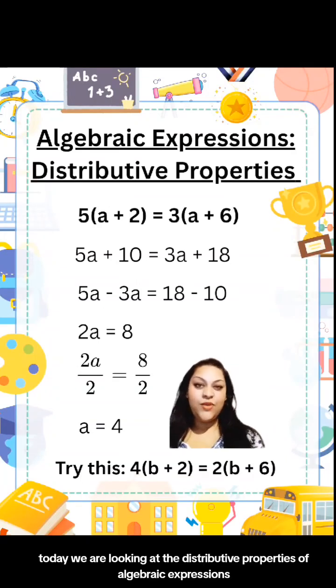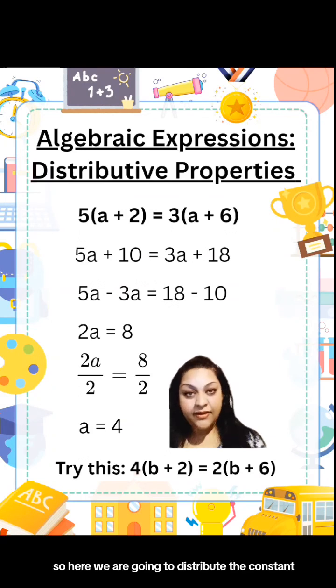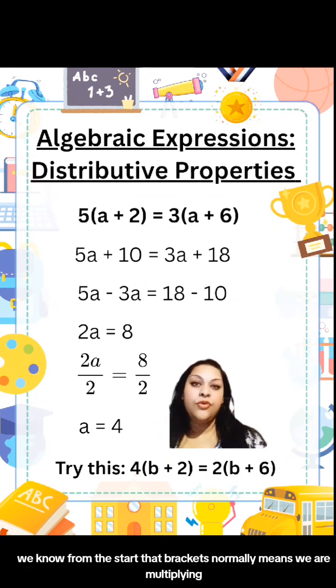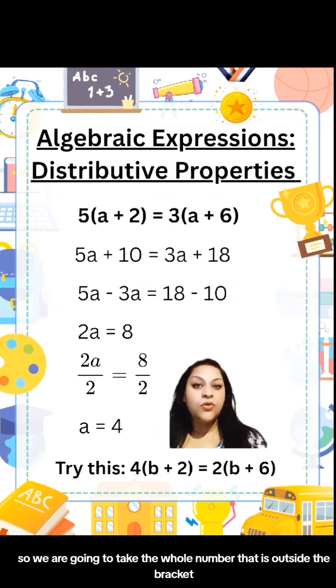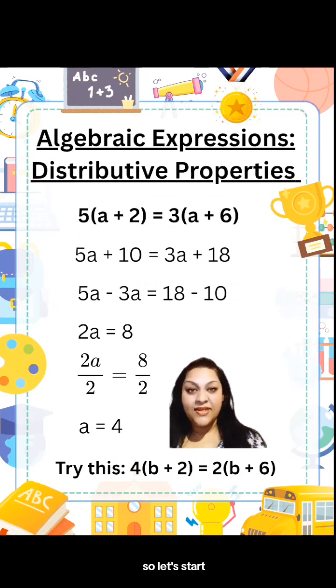Hi everyone, today we are looking at the distributive properties of algebraic expressions, and as the name says, we are basically distributing. So here we are going to distribute the constant or the number that is outside the bracket across everything that is inside the bracket. We know from the start that brackets normally mean we are multiplying. So we are going to take the whole number that is outside the bracket and put it across everything inside. So let's start.